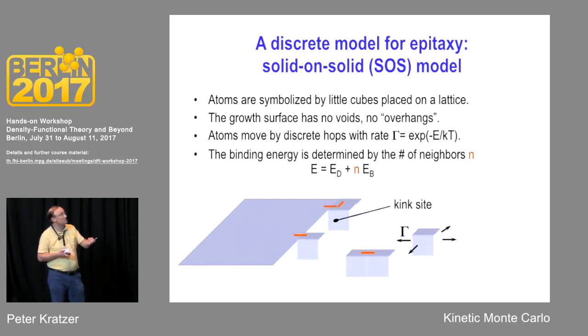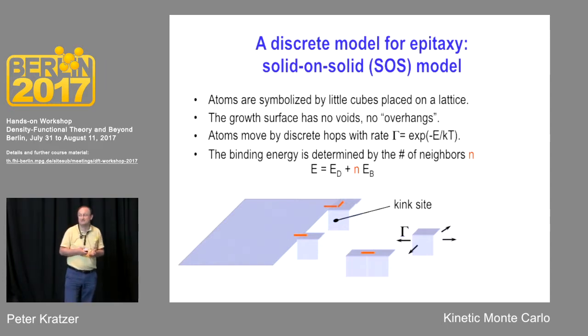And these little cubes can move around with a certain rate. It follows an Arrhenius law. And the chemistry comes in by such a simple expression here for the bonding. N is the number of neighbors, the number of bonds an atom makes. And already on that level, you can do some statistical physics of epitaxy.